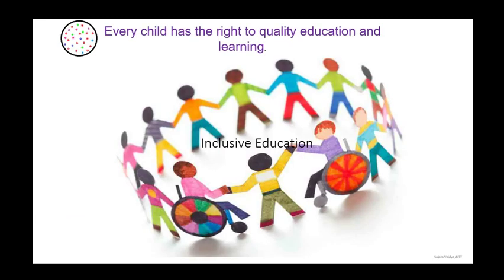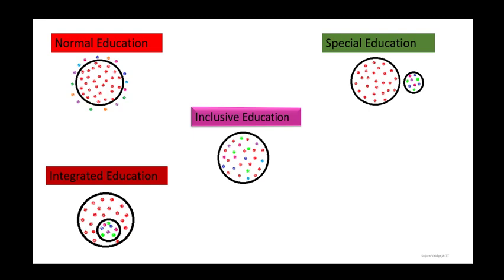Now let us understand the concept of inclusive education. As we have earlier seen, normal education, special education, integrated education. As we can see in the diagram, in normal education, all similar types of students are included in the education system, and some special types of students are excluded from this system. And as you can see in the special education diagram, in the smaller circles, special education students are segregated from the normal students.